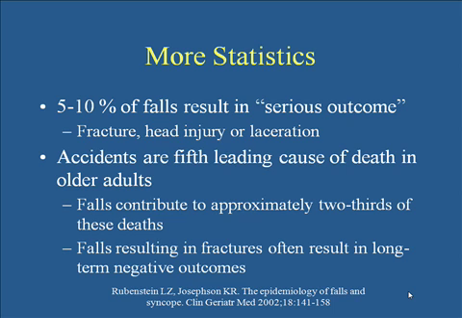Fracture, for example, as mentioned, head injury or laceration. What's interesting is that accidents are the fifth leading cause of death in older adults, and falls contribute to about two-thirds of those. So accidents, both in the home and in the nursing home, contribute to a lot of mortality and morbidity in the older adult. And we know that many older adults, once they fall, result in a fracture, hip or other type of bone fracture. And those long-term negative outcomes often follow that.